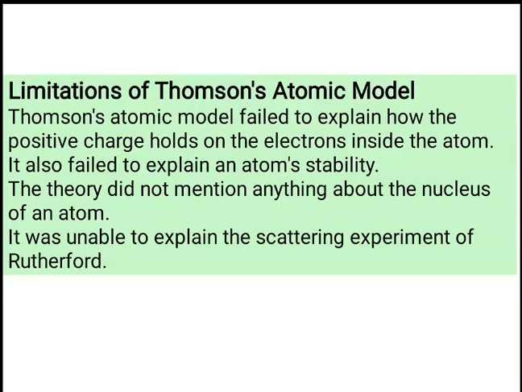So the Thomson model was able to explain the neutrality of an atom. Meaning an atom is neutral because the total positive charge is equal to the total negative charge. But it failed to explain how the positive charge holds the electrons inside the atom. It failed to explain the stability of the atom.